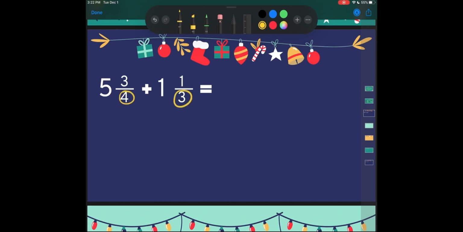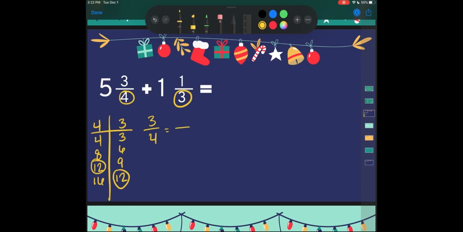So we're going to skip count by 4 and 3 to find their least common denominator. So 4 is going to be 4, 8, 12, 16, and 3 would be 3, 6, 9, 12. So 12 is the first one they both share. So I'm going to turn 3/4 into 12ths, and I'm going to turn 1/3 into 12ths.